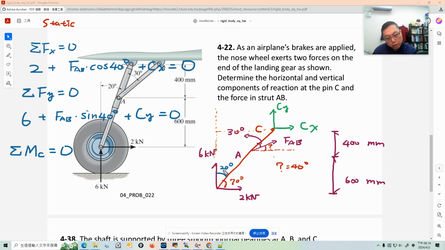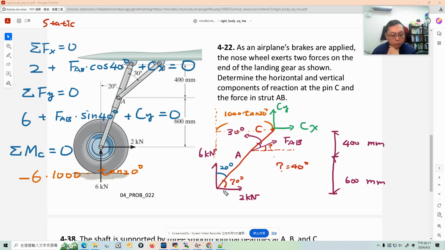Here is 1000 millimeter, and tangent of this angle, here is 1000 millimeter times tangent 20 degree. Reference point here and the force points out, so it will create a clockwise rotation, so it will become negative. So it's negative 6 times 1000 millimeter times tangent 20 degree. Okay, that's the moment created by this force.